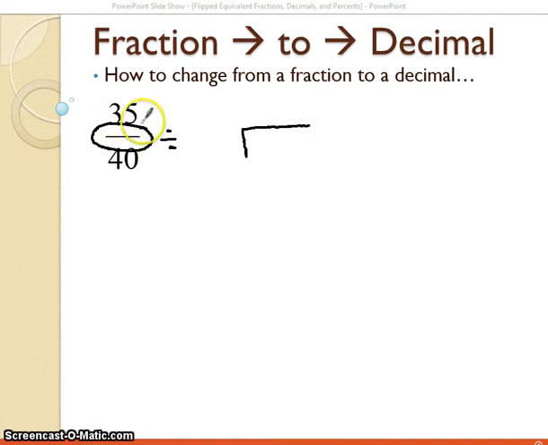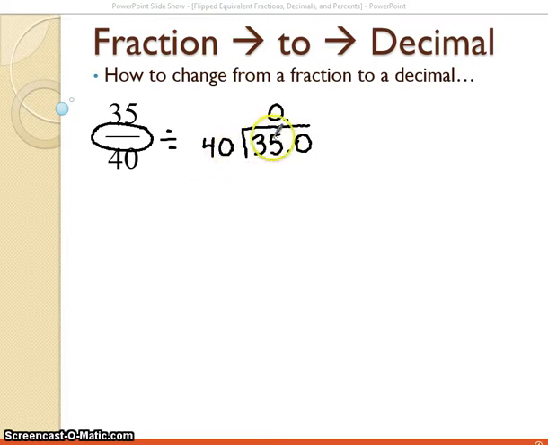Remember, it's like playing chicken in the pool. The one on top always falls in the pool. That's how you can remember what number goes inside. So 35 goes on the inside, 40 on the outside. Will 40 go into 35? No, and that makes sense because this fraction is less than one whole. One whole would be 40 out of 40. So to continue dividing, we need to add a decimal and a 0, showing that it is less than 1.